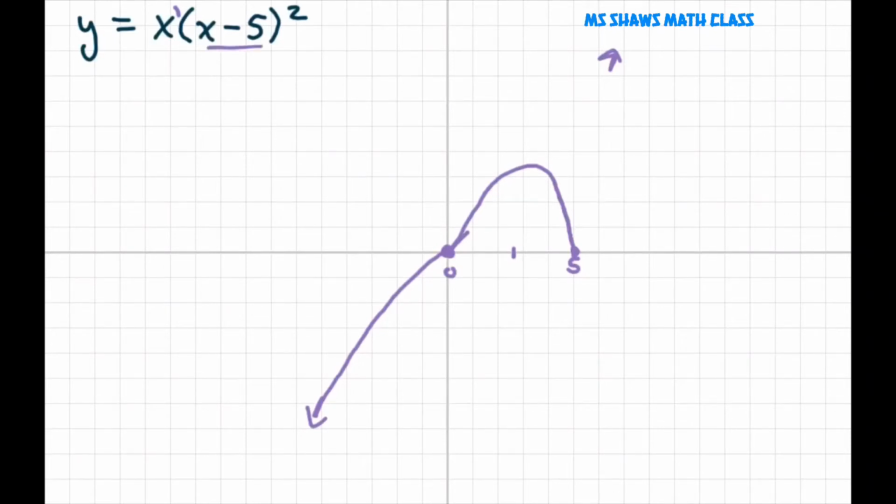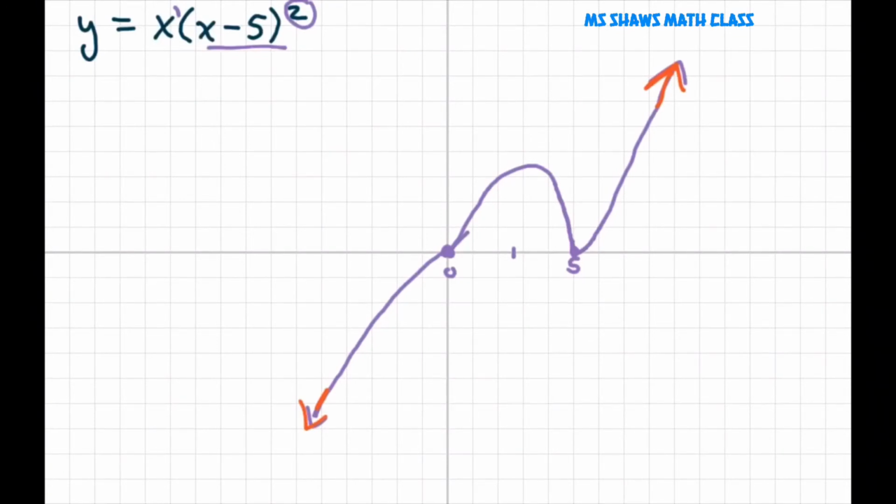Now, as we get to 5, our multiplicity is 2. So that means once we hit the x-intercept 5, 0, we're going to make a U-turn and come back up. So this is where our end behavior is. We started in quadrant 3 as we graph from left to right, and we ended in quadrant 1.